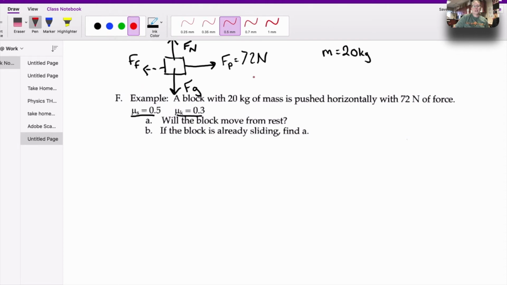And I also can write my Newton's second law equations. So the net force vertically in the y direction would be the normal force minus the force of gravity, so all the forces up minus all the forces down. That's equal to the mass times the acceleration in the y. And my net force in the x direction would be everything to the right, which is my push force, minus everything to the left, friction. And that's equal to mass times the acceleration in the x.